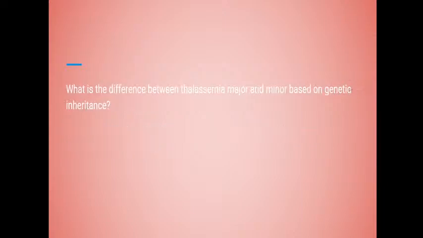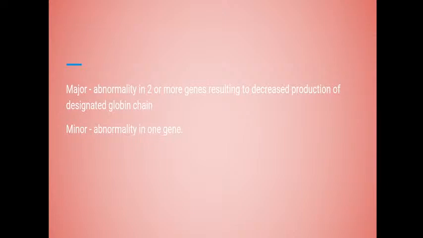Okay? Now, what's the major difference between major and minor based on genetic inheritance? Major is there's an abnormality in two or more genes, resulting in a decreased production of the globin chain. And minor means that there is an abnormality in one gene. Alright? So when we say beta thalassemia major, two or more genes are the problem.